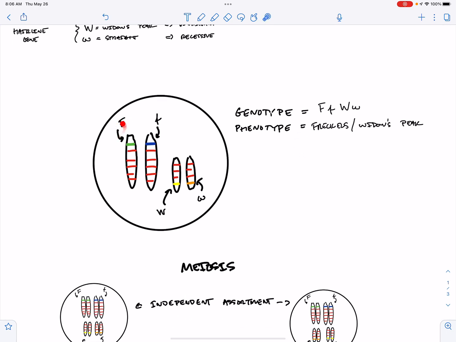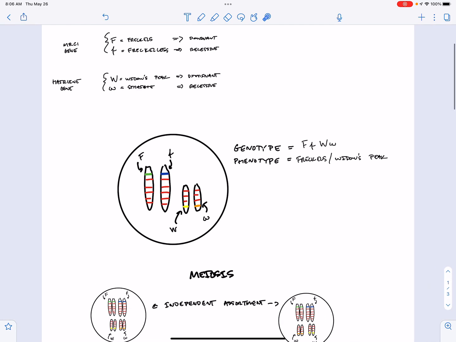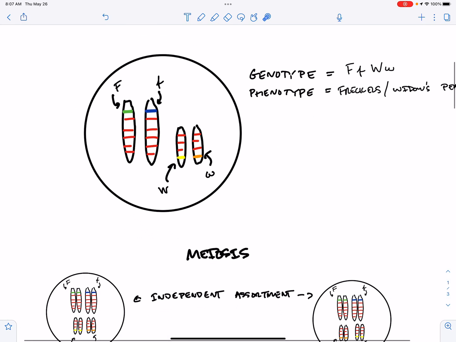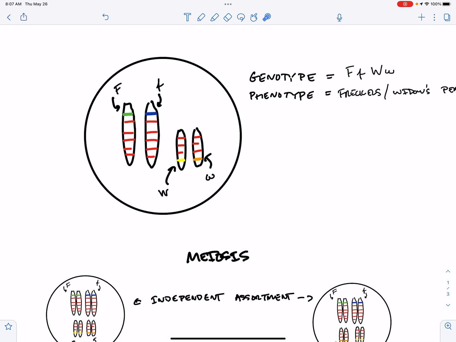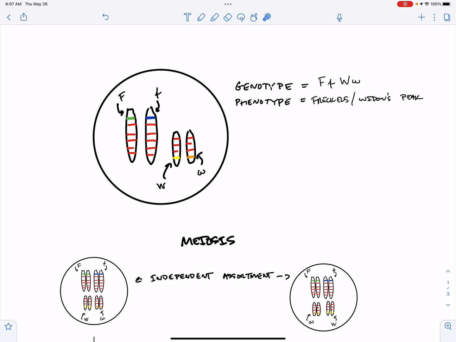And if the freckles gene, or the MRC1 gene, and the hairline gene are both on different chromosomes, then this is what this person's chromosomal arrangement would look like. This would be a chromosome that carries the freckles allele, and here is a chromosome that carries the freckleless allele, and this would be before these chromosomes were duplicated, so before S phase of interphase. And then they have one copy of the widow's peak allele and one copy of the straight hairline allele.